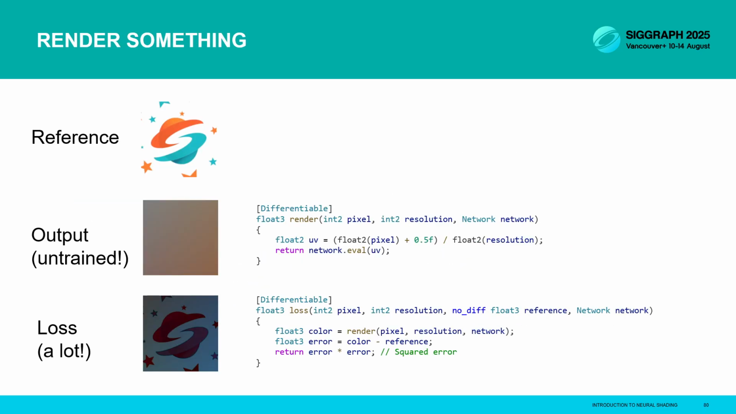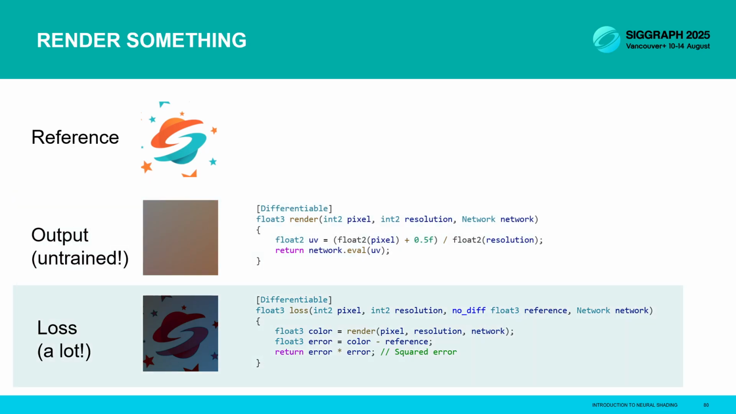So let's put that to some good use. At the top, we've got the lovely Slang logo here for our reference image. Then we've got our render function, which is much simpler now than in the material case. All it has to do is calculate a UV, feed it into the network, and return the resulting color. And as you can see, because we've got an untrained network, what we get out is a brown smudge.